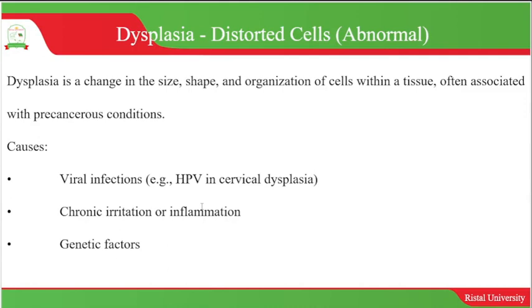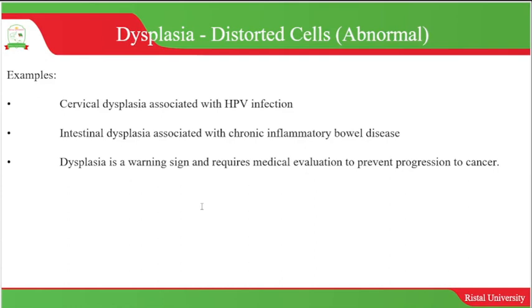And we have given examples of metaplasia, and have also said they may adapt by making their cells distorted, that is in terms of size, shape, and organization. And I've said these may be a result of viral infections, chronic irritations, inflammation, genetics, and finally we have talked about cervical dysplasia associated with HPV and intestinal dysplasia associated with chronic inflammatory bowel disease. Then dysplasia being a warning sign and requires medical evaluation to prevent progression to cancer.